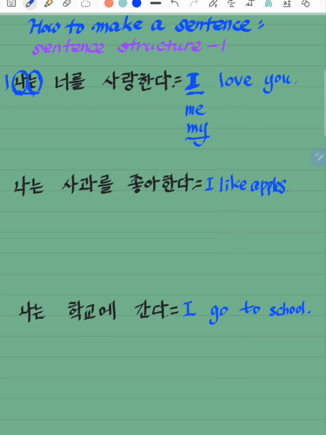We call it a particle, grammar particle, or 조사. We have a very, very complicated system of grammar particles. So 는, or sometimes 은. These 2 particles are added to the word to make it a subject. So 나는. If you say 너는, then this one becomes a subject. So 은는 makes the pronoun a subject of a sentence.